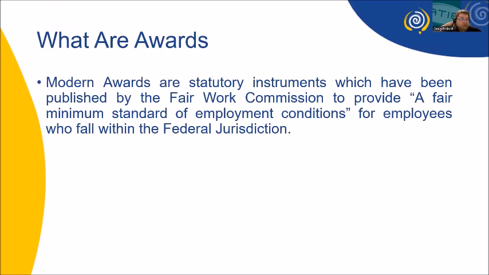So, what are awards? Well, modern awards are statutory instruments. They're documents that are published by the Fair Work Commission. They're actually written by the Fair Work Commission. And the Fair Work Act says that an award has to provide a fair minimum standard of employment conditions for employees who work within the federal jurisdiction. So there are people who obviously are not covered in the federal jurisdiction, people who are employed by state governments, local councils, people in Western Australia. They don't fall within the jurisdiction, but anybody else working in Australia in a private business is covered.